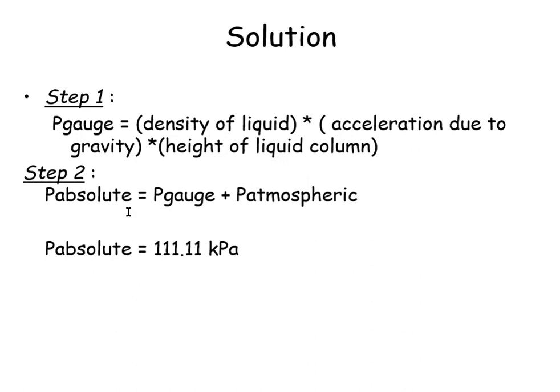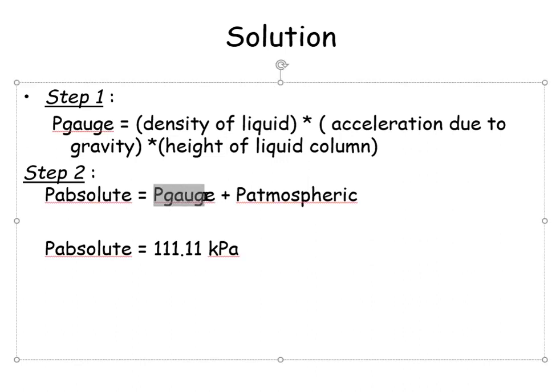This is simple: if you know the gauge pressure of any atmosphere, and you add the atmospheric pressure, which is a constant value, 101.3 kilopascal, then you can get the absolute pressure. So this is one of the examples for that.